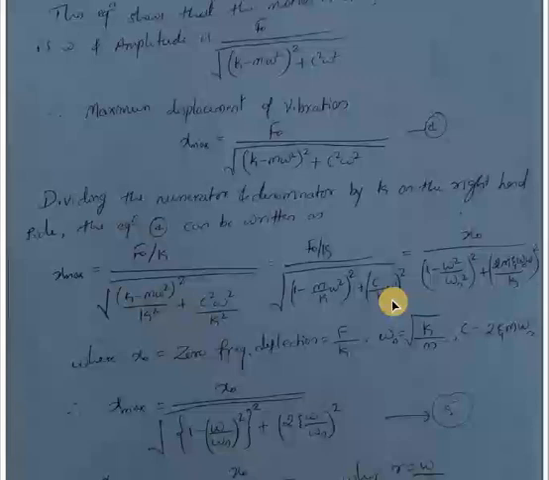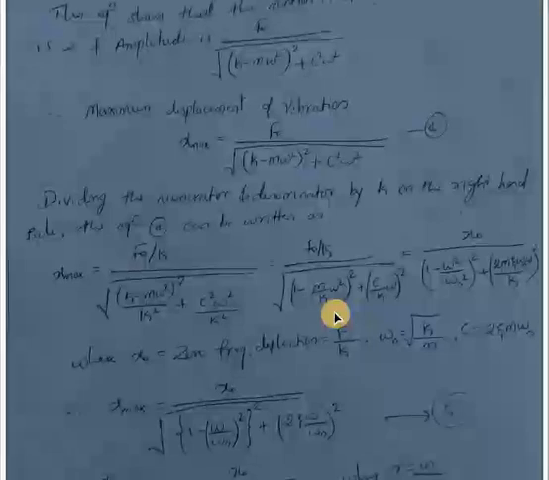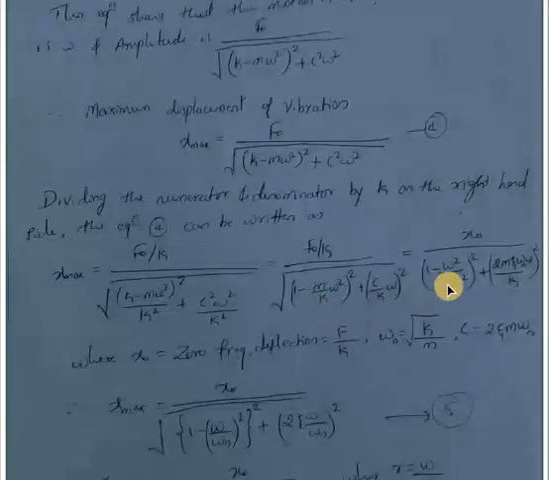Or I can rewrite this equation as x naught divided by 1 minus omega square as it is. This is m by k. I can rewrite it as k by m. So k by m is nothing but omega n square, plus, and here I can replace this term by 2m into zeta omega n into omega divided by 2k whole square.